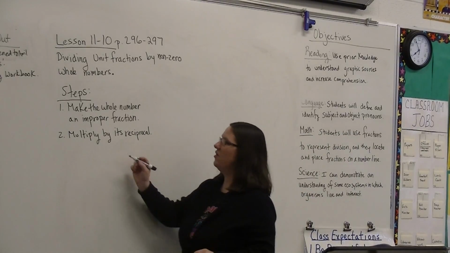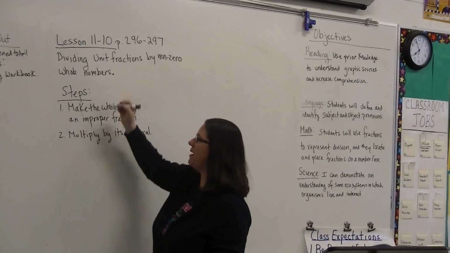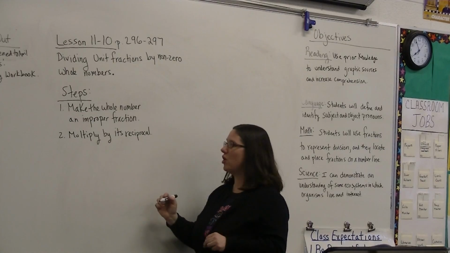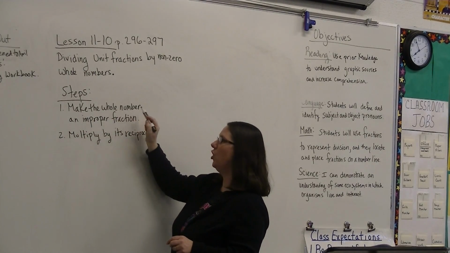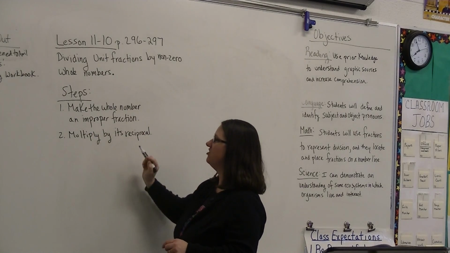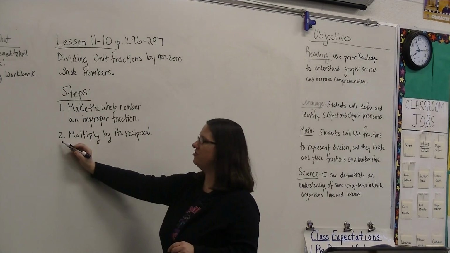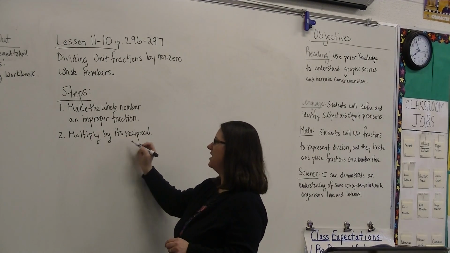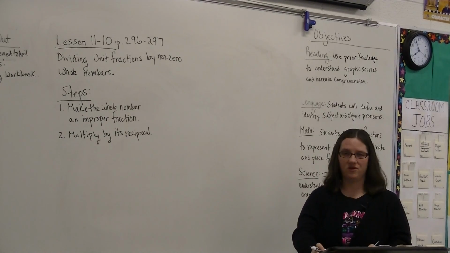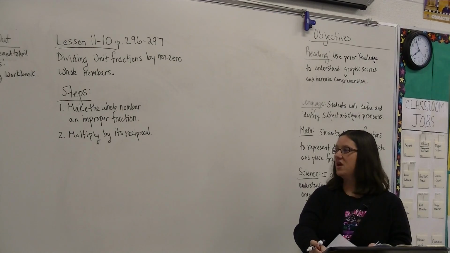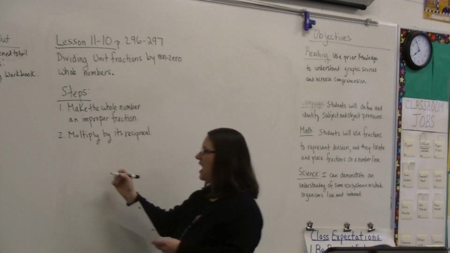Okay, go ahead now and in your notes put down your steps. For today, it's two short ones, which we're familiar with. The first one is going to be to go ahead and make the whole number an improper fraction. And then step number 2 is to multiply by its reciprocal, which at this point should be a review to everyone, hopefully. Okay, so we're going to do some examples together.